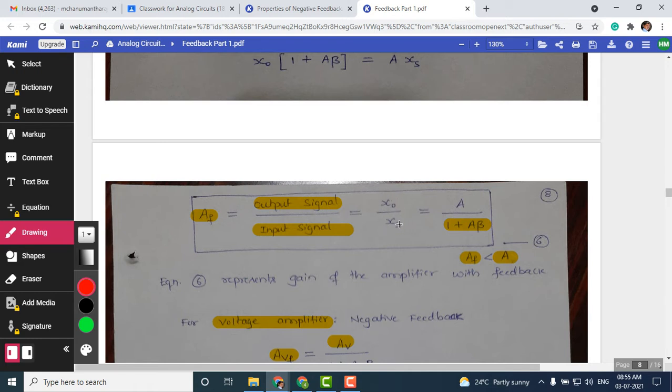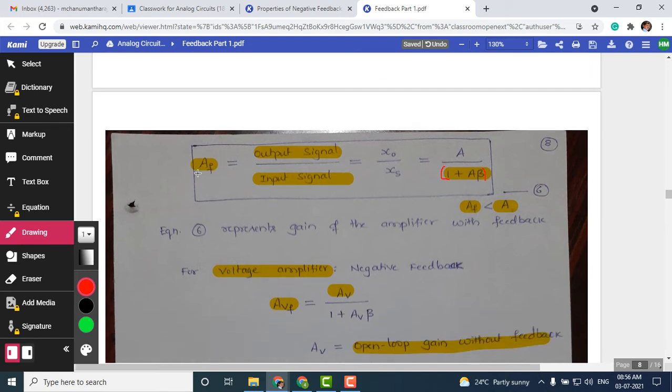So this is the general signals, output signal by the input signal, which is A divided by 1 plus A beta. In the denominator you can see that there is a 1 plus A beta term, that shows that gain with feedback is reduced by this much amount. Though we have reduced the gain, on the other side you get many more advantages. So there is a compromise or trade-off between the gain and the other advantages or benefits you are going to get from this amplifier. So comparing this AF and A, definitely AF will be less than A.